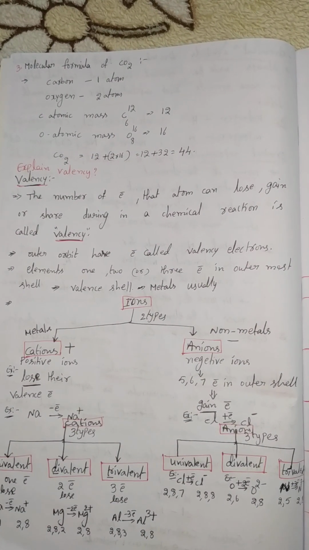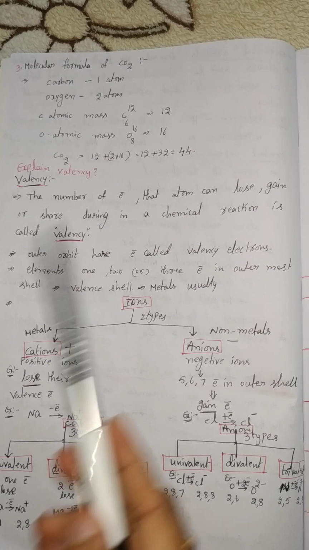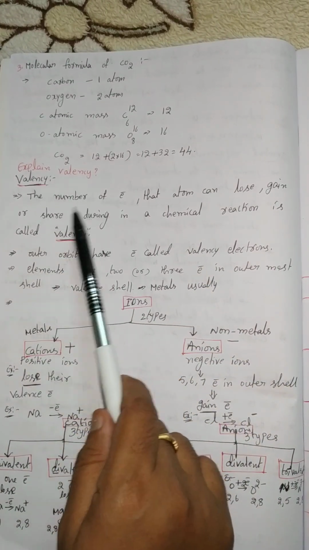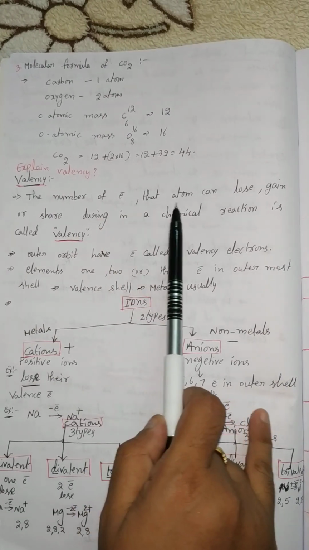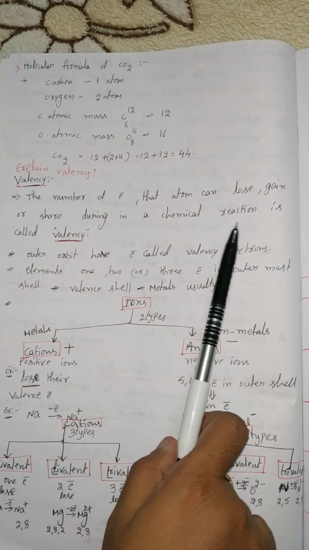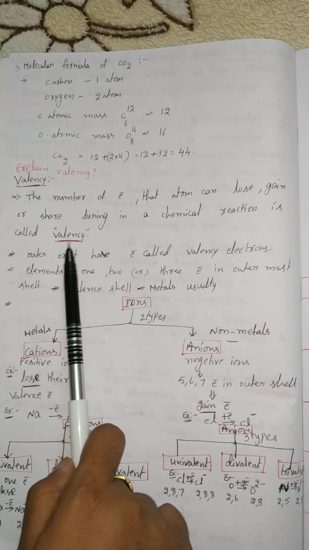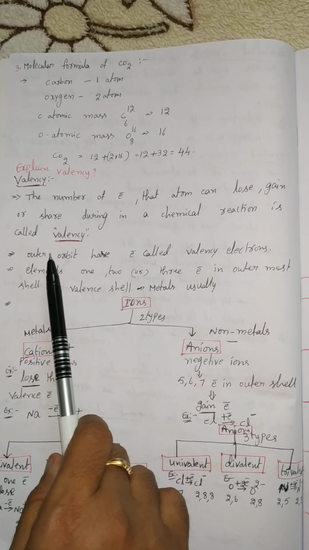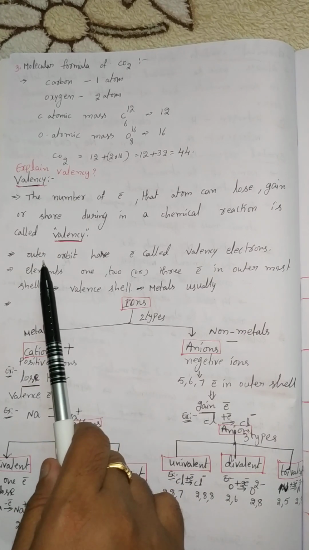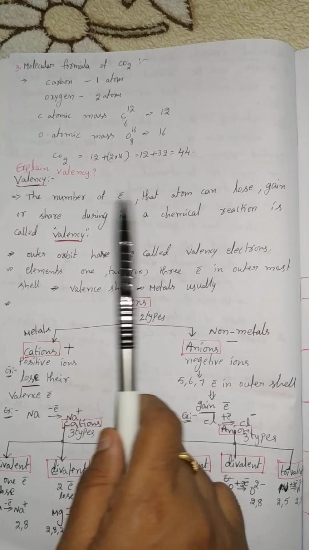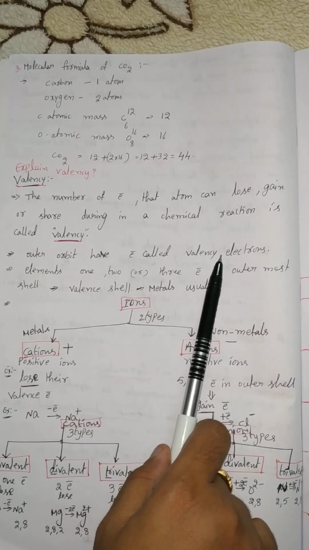Next one, valency. Explain the valency. We know that the number of electrons that an atom can lose, gain or share during a chemical reaction is called valency. So where are the electrons present? The electrons are present in the outermost orbit. The electrons in the outermost orbit are called valence electrons.